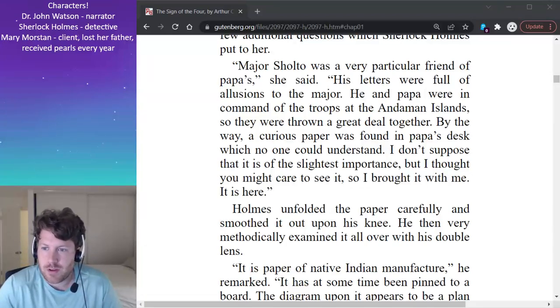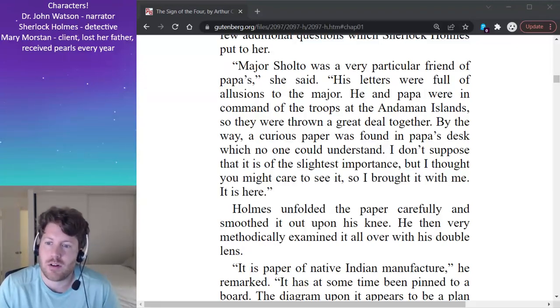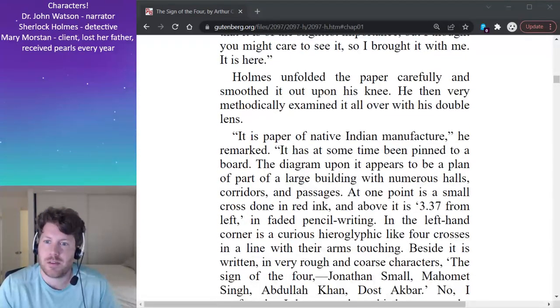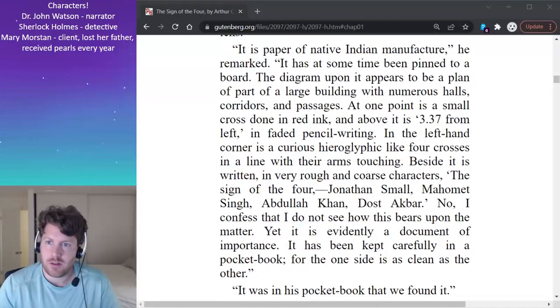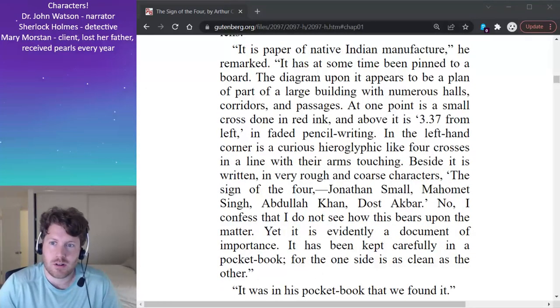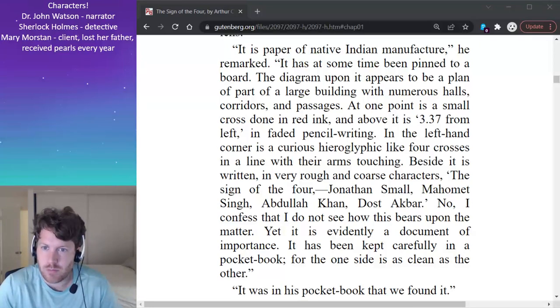Holmes unfolded the paper carefully and smoothed it out upon his knee. He then very methodically examined it all over with his double lens. "It is paper of native Indian manufacture," he remarked. "It has at some point been pinned to a board. The diagram upon it appears to be a plan of part of a large building with numerous halls, corridors, and passages. At one point is a small cross done in red ink, and above it is '3.37 from left' in fading pencil writing.